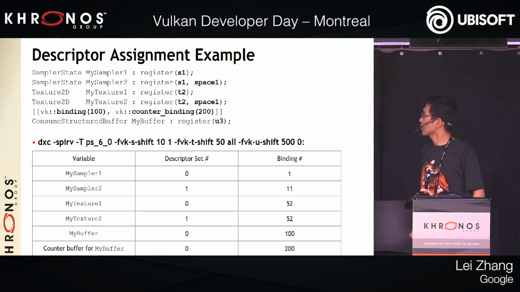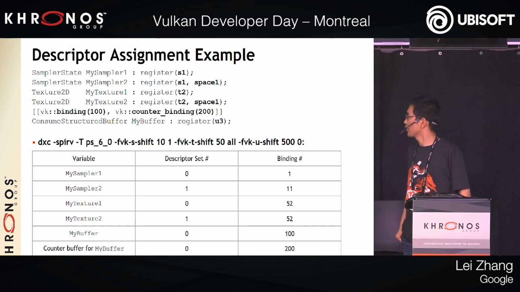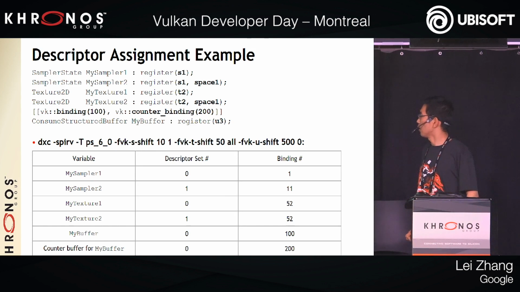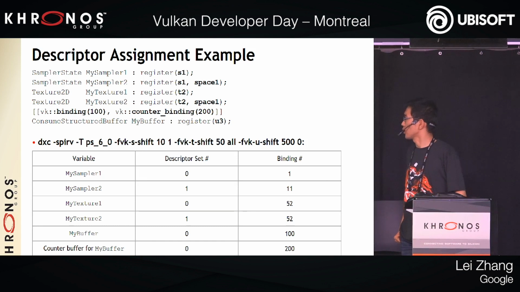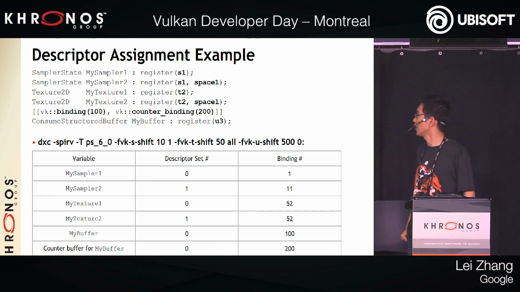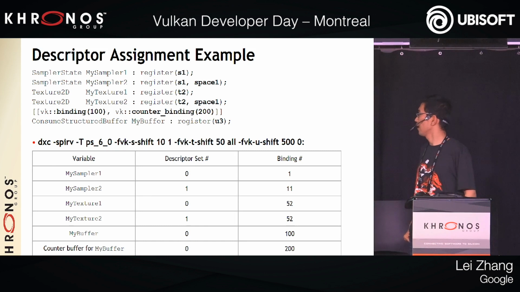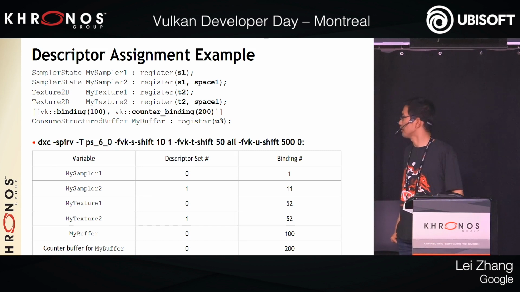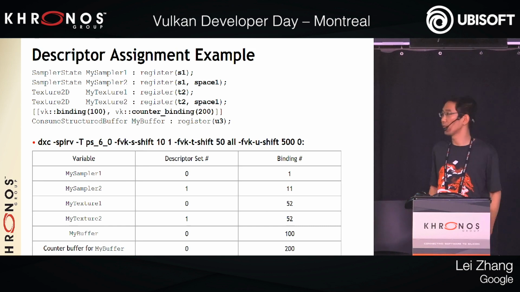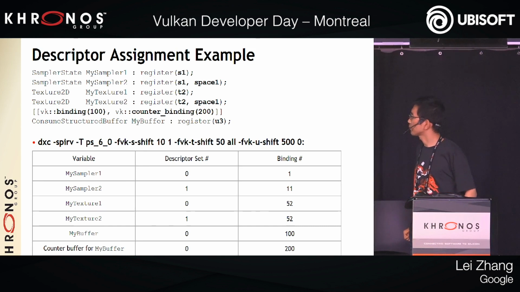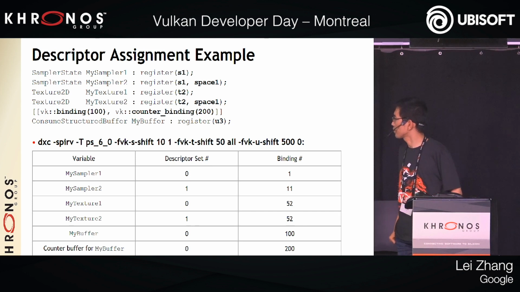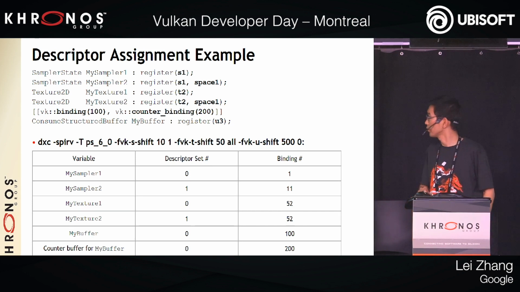Similarly for the textures, they are all affected by the command line shift because we are specifying all as the value, which means effective for all sets. So 2 textures are all taking 52 instead of 2. For the UAV, although we specify a shift amount, it is ignored because the vk::binding attribute takes precedence. And so we are still seeing the main buffer in binding 100 and the counter buffer for the main buffer is in binding number 200.